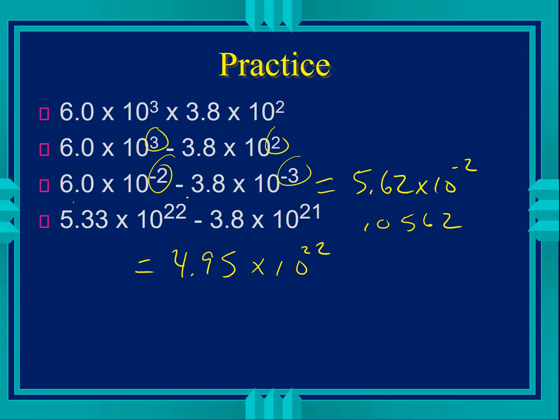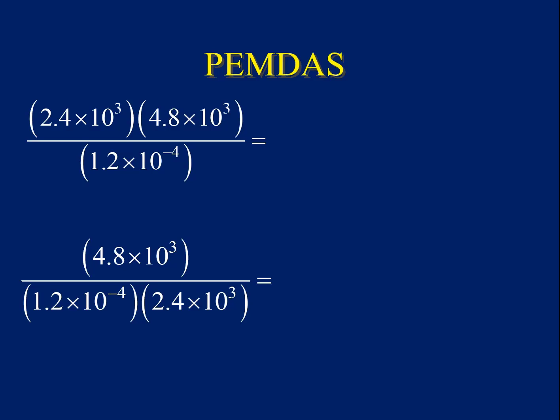Okay, so one more little trick I need to show you. It deals with PEMDAS or PEDMAS, depending on who you talk to. Okay, it's not a problem on the first one. You should be able to just push the first one the way it's written. It says to take 2.4 times 10 to the third times 4.8 times 10 to the third, and divide that by 1.2 times 10 to the minus fourth. So let's push that and see what we get for an answer.